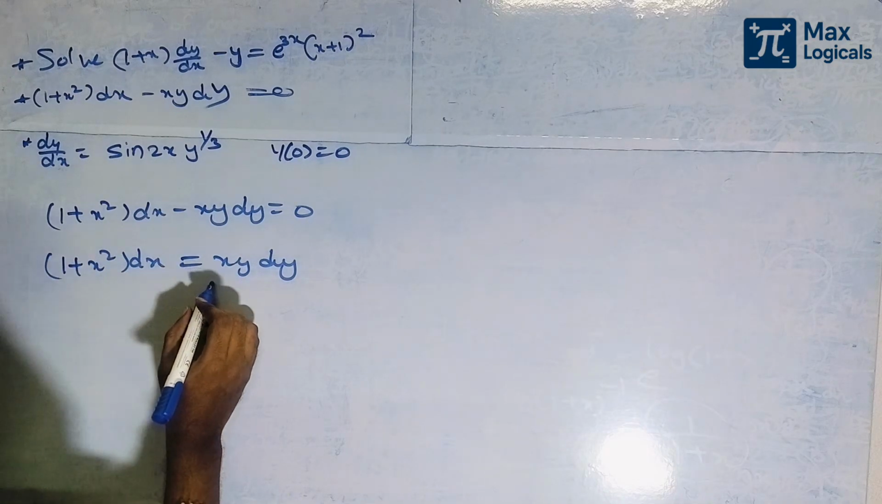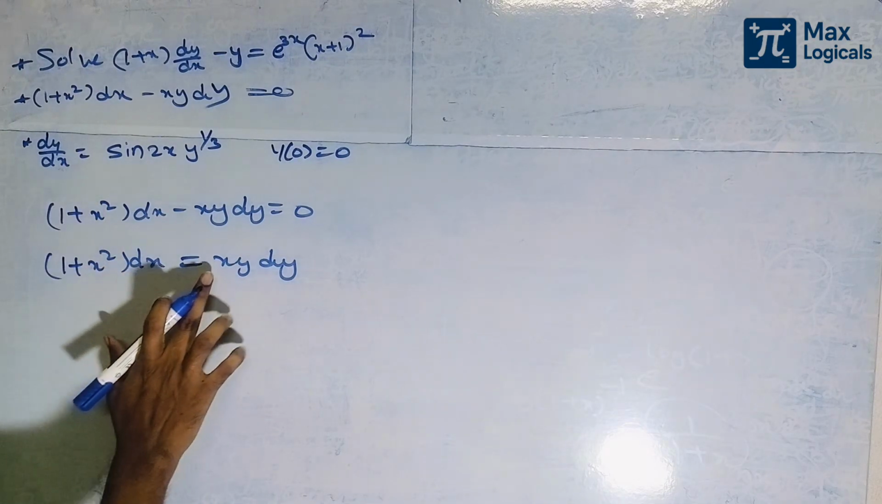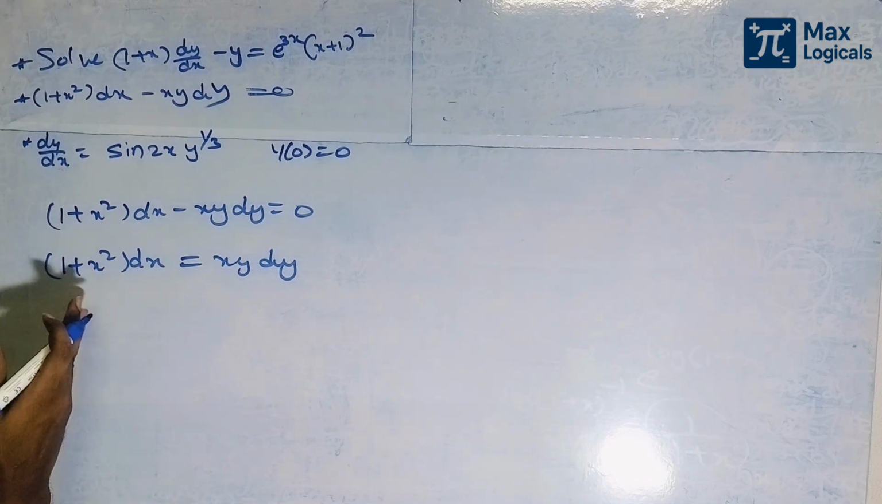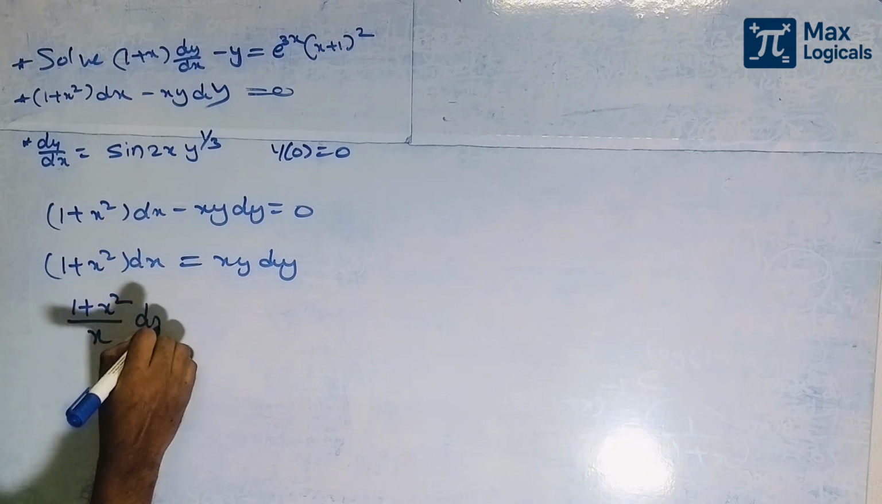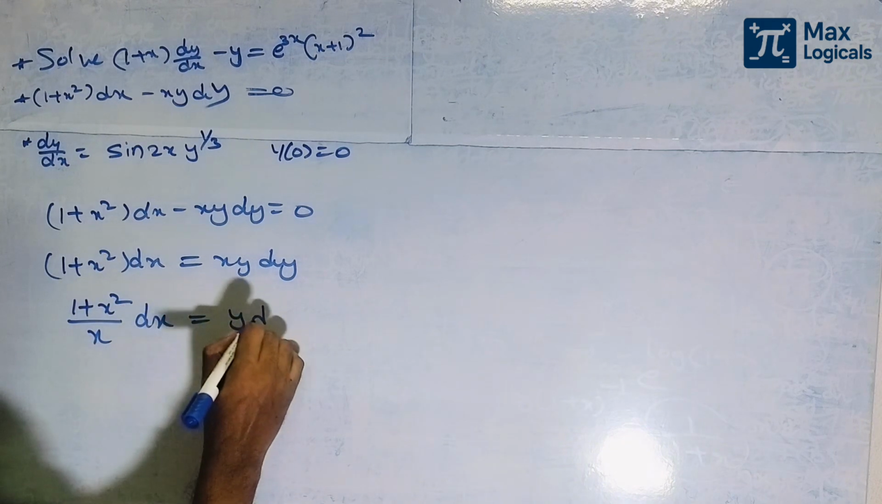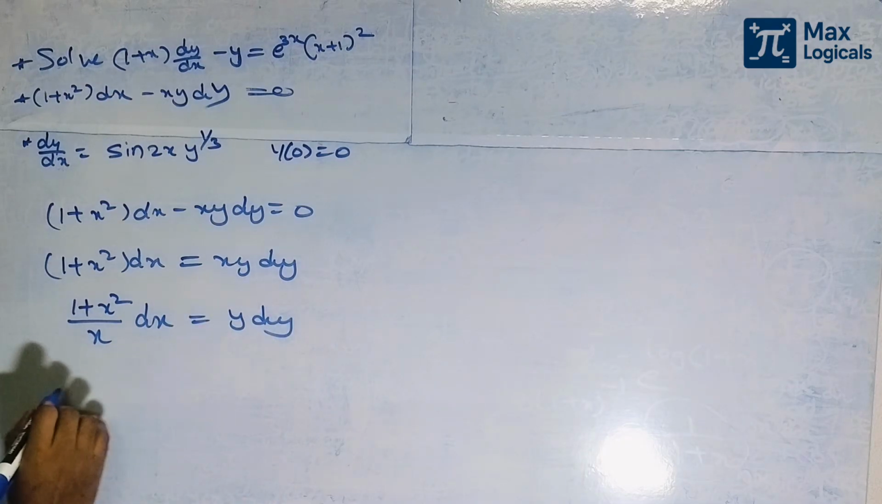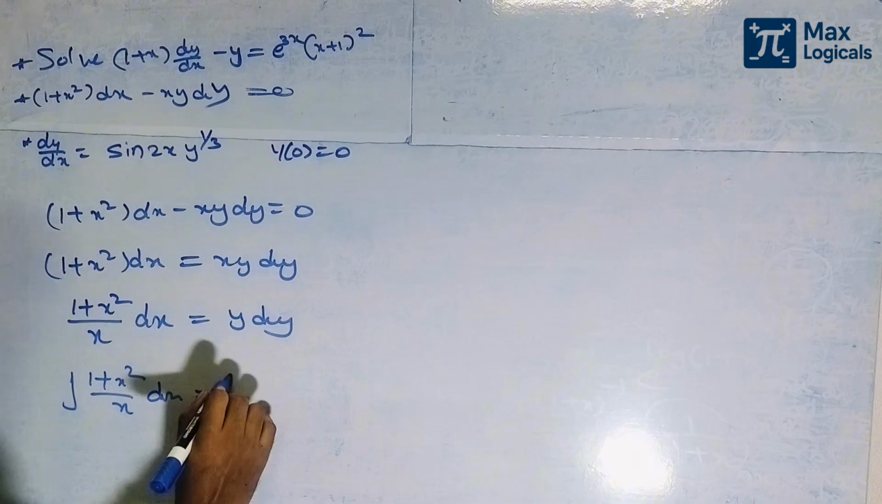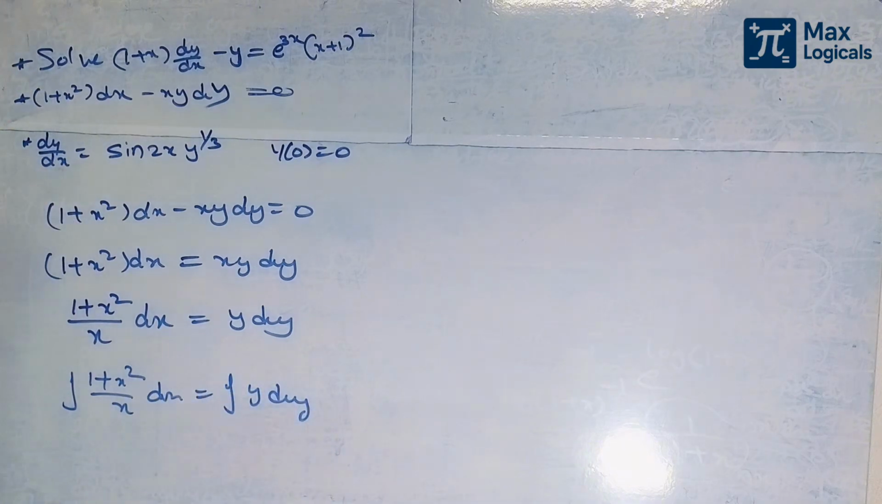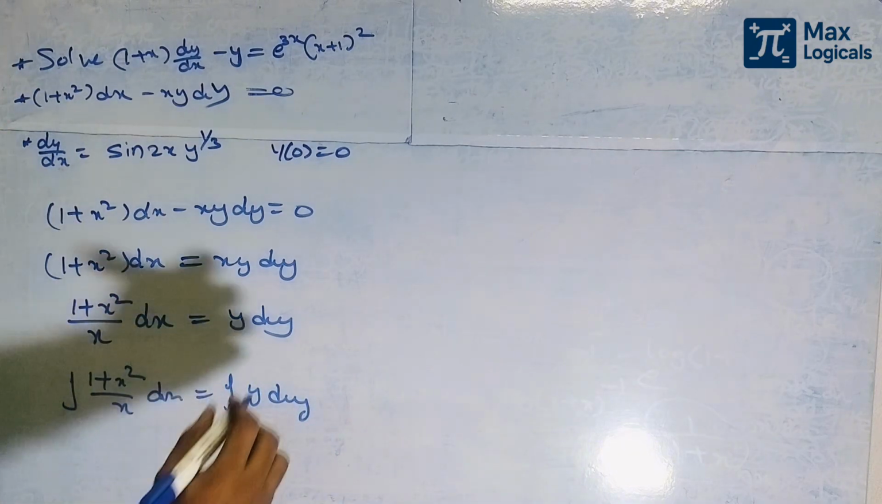So here we separate the variables: x is taken to the left hand side, that is (1 plus x square) by x dx equals y dy. Now we integrate on both sides: integral of (1 plus x square) by x dx equals integral y dy. Now solve this integration.